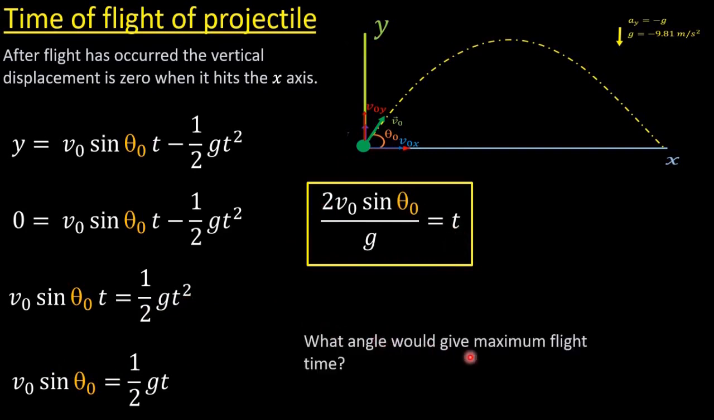What angle would give the maximum flight time? The angle would be 90 degrees, and that is because sine theta is going to be a maximum when theta is 90 degrees. So when this is at 90 degrees, in other words, if the projectile was launched vertically, that would give the maximum flight time.